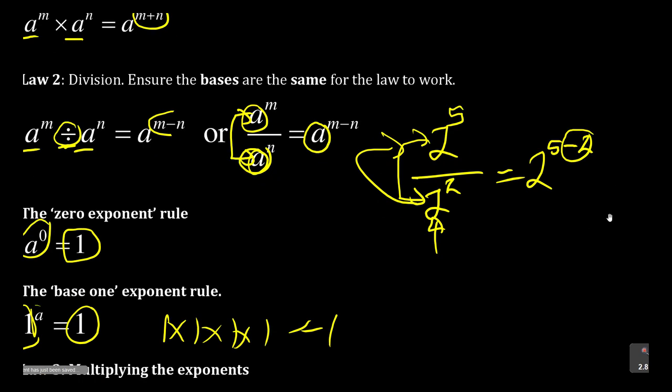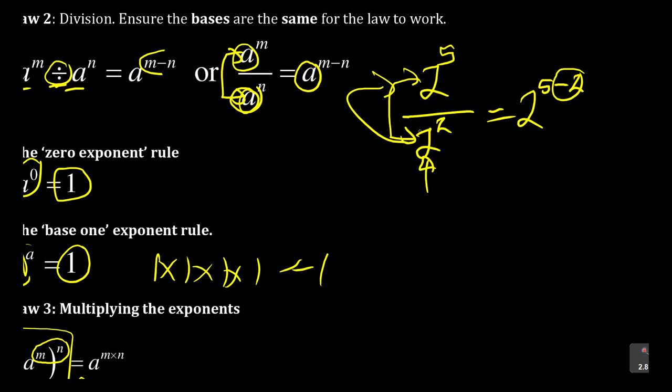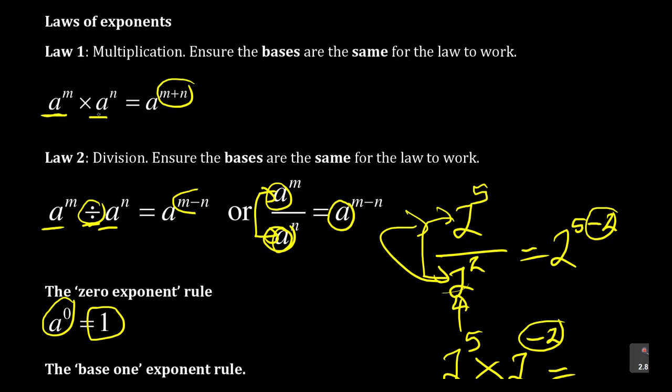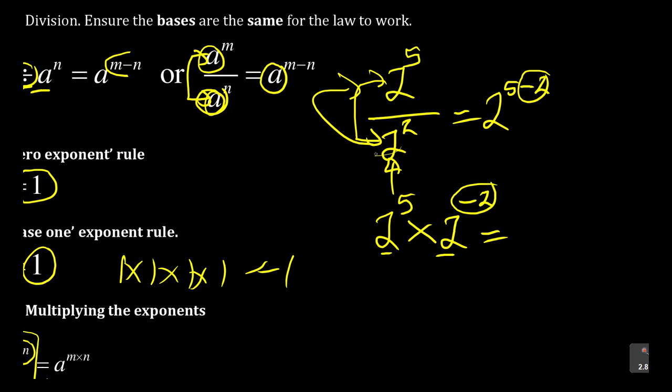But there is another option, just to show you. If I want to remain with that 2, what I'll do is take it to the top and write it as 2 to the power of 5 times 2 to the power of negative 2. Now look, the 2 is there, but look at the sign, negative. Then I'm back to the first law. The first law says if the A multiplies the other A, you add the exponent. So I'll write still 2 now, then I've got 5 plus minus 2, which is just 5 minus 2, taking us back to that.